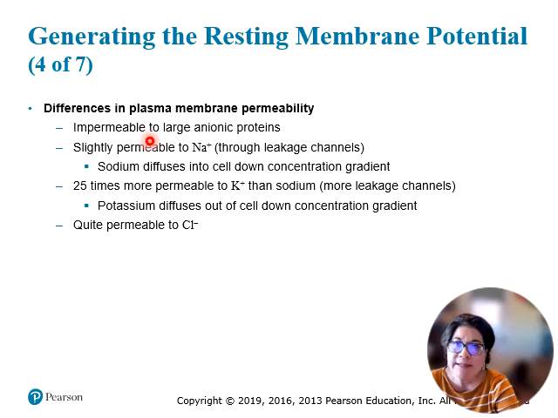Okay, so the cell membrane cannot let in anions or cations. It can't let in ions really at all. It can be a little bit permeable to sodium because it's pretty small, and can let in a little bit of K pluses, but in general, you need the channels to let those in and out.